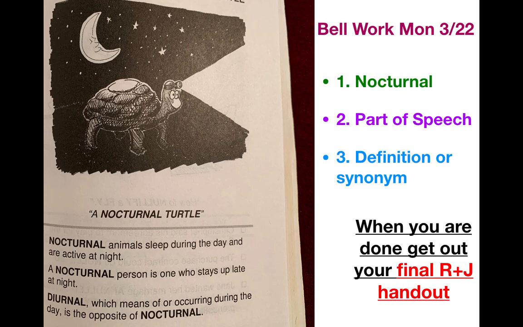Let's look at this third sentence because it totally gives it away. Diurnal, which means of or occurring during the day, is the opposite of nocturnal. Okay, so diurnal is an antonym. Diurnal means occurring during the day, so nocturnal is occurring during the night, obviously. So that one's pretty easy.